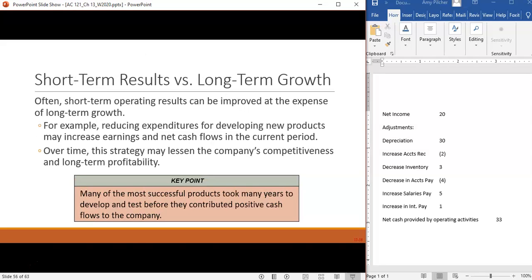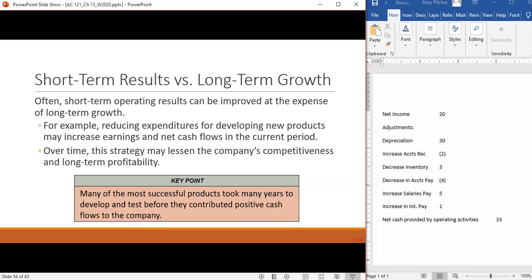When we look at short-term versus long-term, it's very easy to improve short-term results, but that can be at the expense of any long-term growth. We can, for example, reduce spending on new products in order to increase our cash flows. If we're researching new products, we don't have those products out in the marketplace yet, so we're not selling them. We're just doing research and analysis. Right now they're just costing us money, which gives a negative impact on our statement of cash flows.